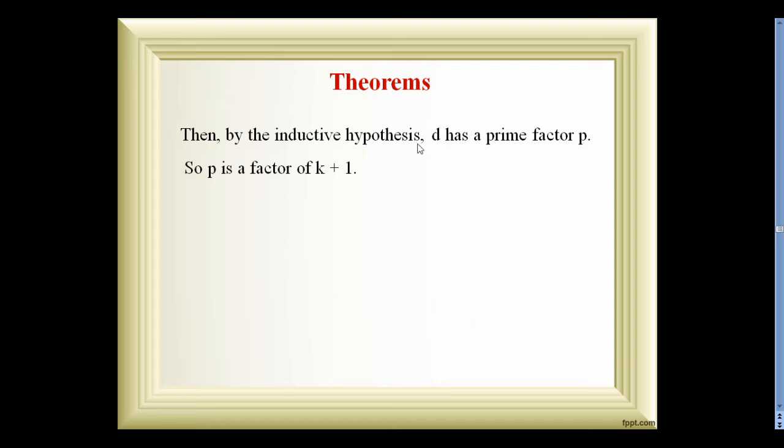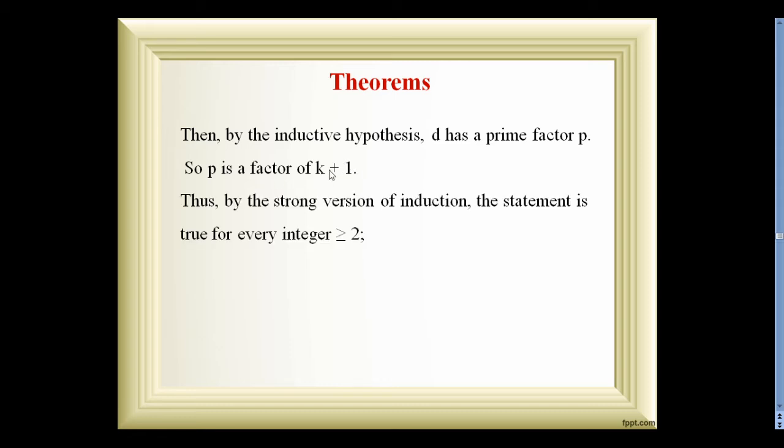Then by the inductive hypothesis, d has a prime factor p. So p is a factor of d, and I can write p is a factor of k plus 1. Thus, by the strong version of induction, the statement is true for n greater than or equal to 2. Since by the induction method we have proved p is a factor of k plus 1, I can tell that it is true for every integer greater than or equal to 2. Thus every integer greater than or equal to 2 has a prime factor. So hence the proof.